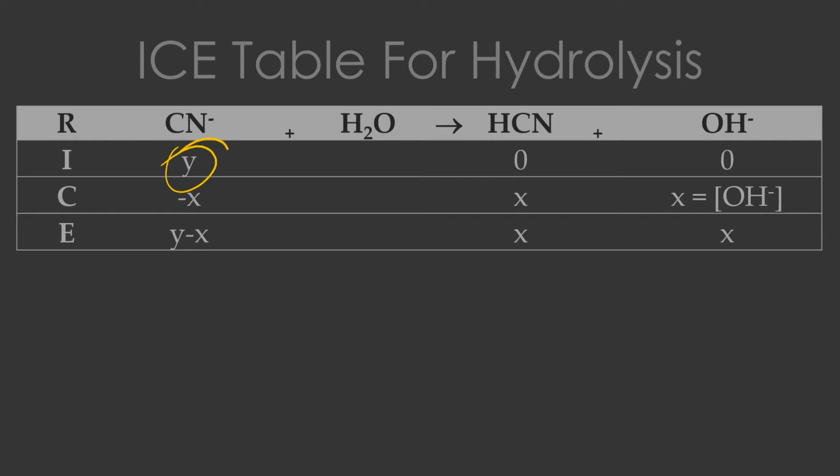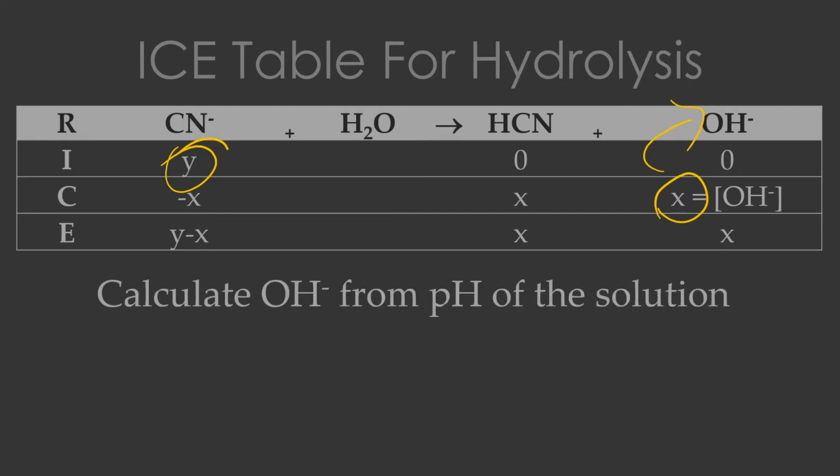Change in concentration: −X, X, and X. And mind you, the X also represents the hydroxide ion concentration. You are not given the pOH, but you're given the pH. From the pH, you can calculate the hydrogen ion concentration and then convert it to the hydroxide ion concentration. That's what you have to do next. In the equilibrium expression, we have Y − X, X, and X.